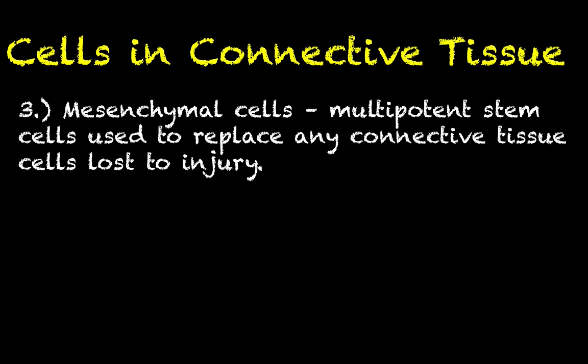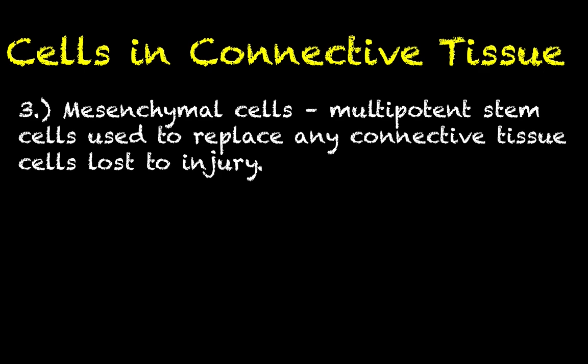Okay, moving on to the next types of cells that you'll find in connective tissue, you have mesenchymal cells. These are multipotent stem cells, very much like the hematopoietic stem cells that we talked about before. They have the potential to turn into several different types of cells, and they can be used to replace any cells that are lost due to connective tissue injury.